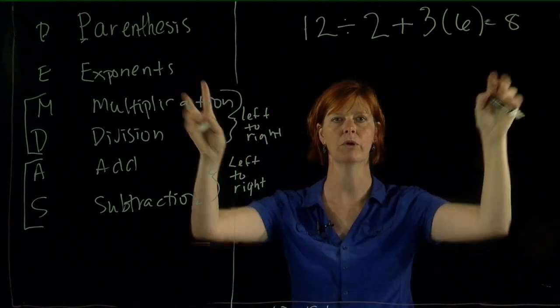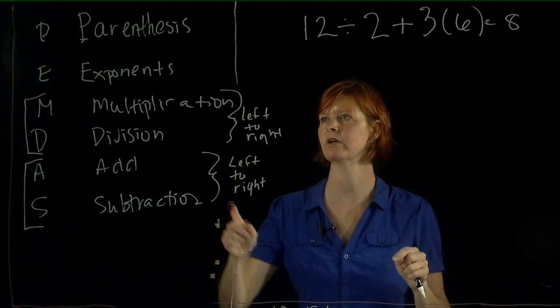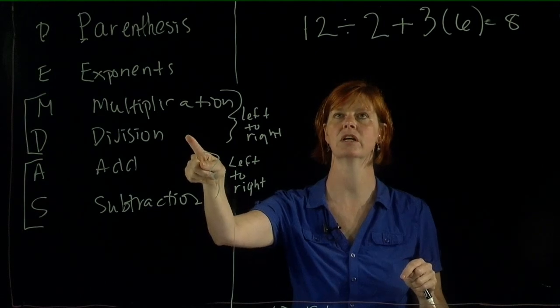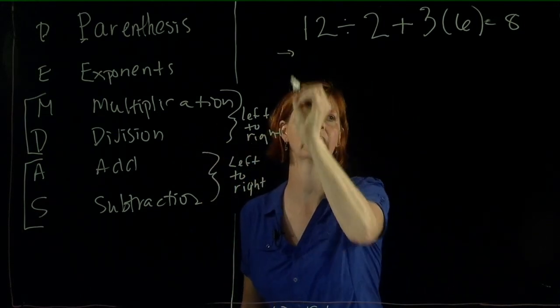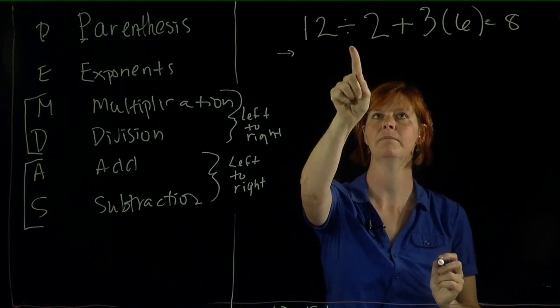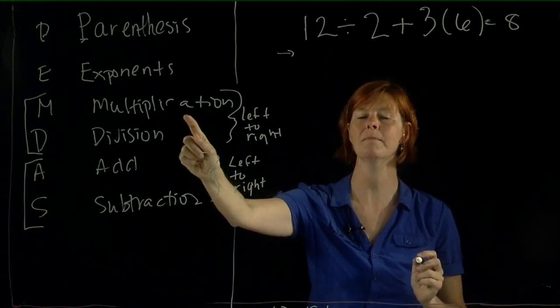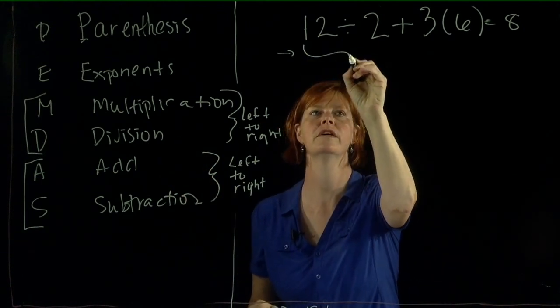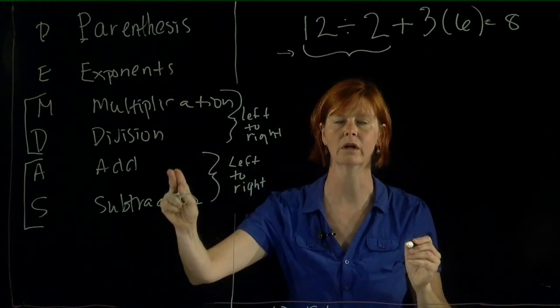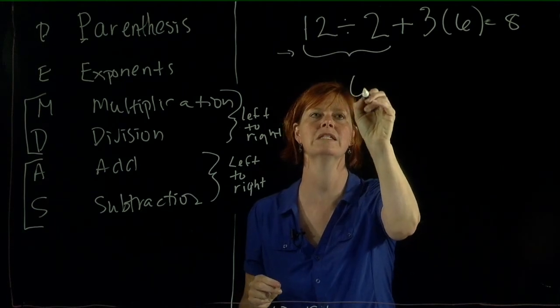Are there any exponents? Nope, no exponents. Now multiplication and division, left to right. So move from the left, okay, 12 divided by 2. It does not matter that multiplication is listed before division. We're going to do this one first because this is the order of operations. 12 divided by 2 is 6.